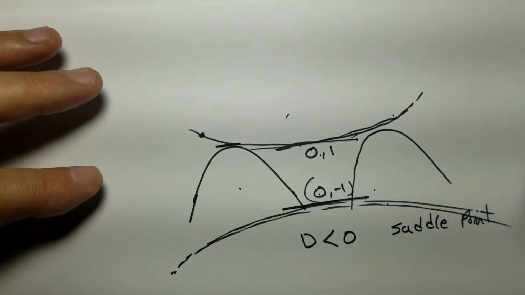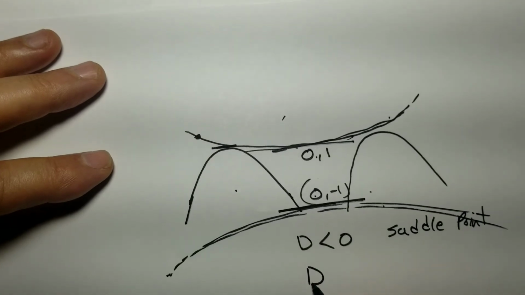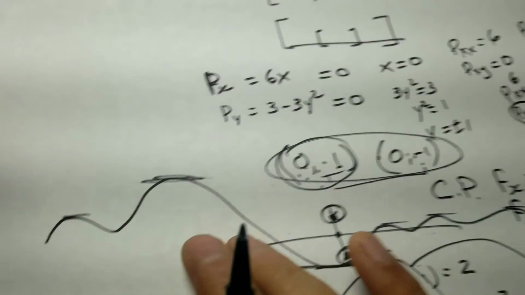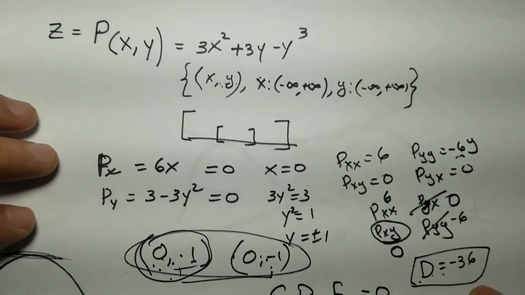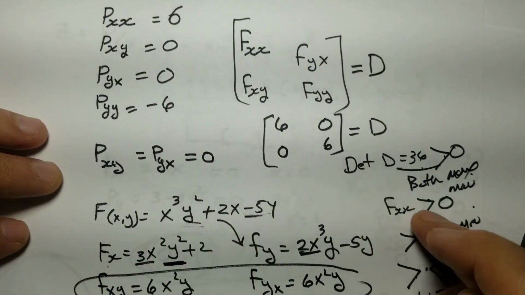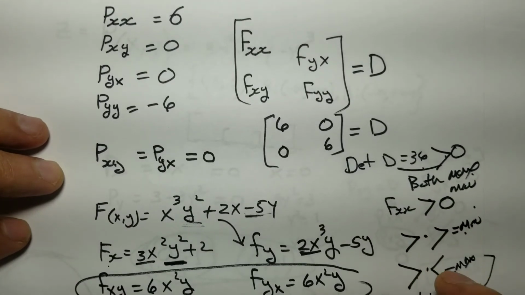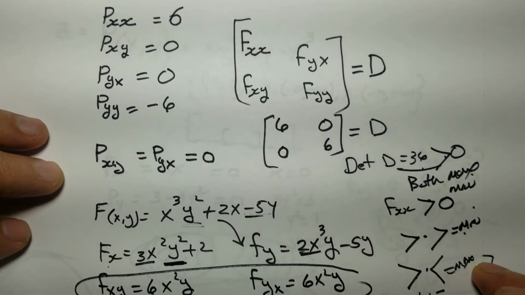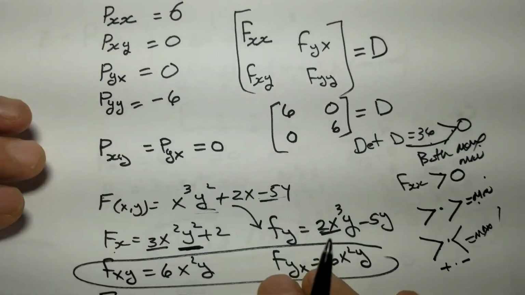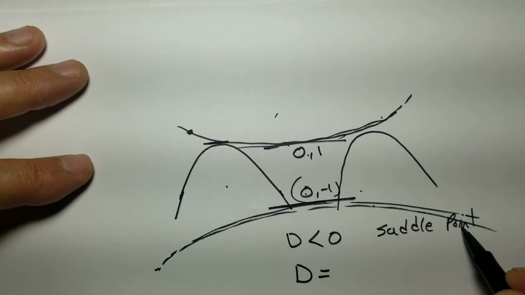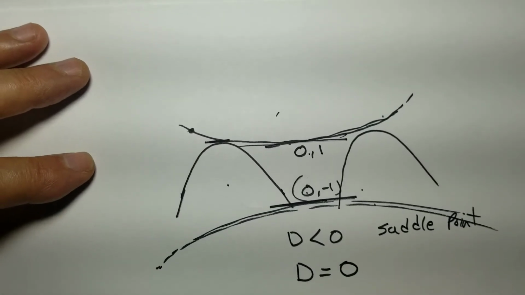But somebody said, what happens when D becomes positive? If D is positive, you either have max or mean. It depends on f of xx. Positive times positive, minimum. Positive times negative is a maximum. And you will see the proof in the future. But what happens if D is negative? It's a saddle point. It's a critical point, but it's not a max or a mean. But what happens if D is zero?